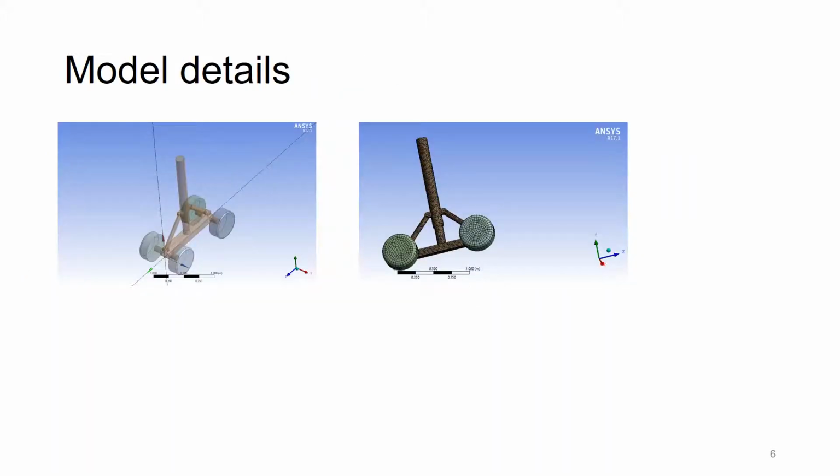Here is the model detail. So I just cut the landing gear in half. So I just use half of the landing gear for the modeling for illustration. So the right hand side figure is the meshing of the landing gear. So we have the titanium alloy frame and also the rubber wheels, rubber tires.